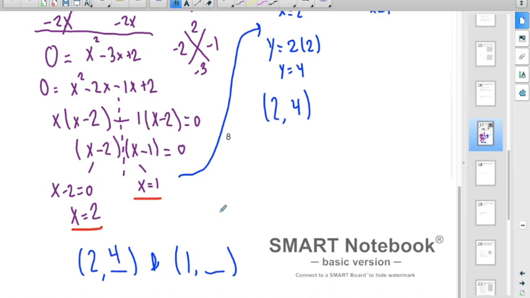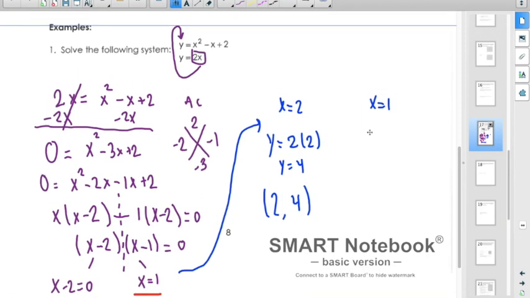And then up here, I'm going to do the same thing for x equals 1. It's going to be y equals, and again, I'm using this linear equation. So 2 times x, which is just 1. So y equals 2. So this coordinate point is 1 comma 2. And that is my answer right here.